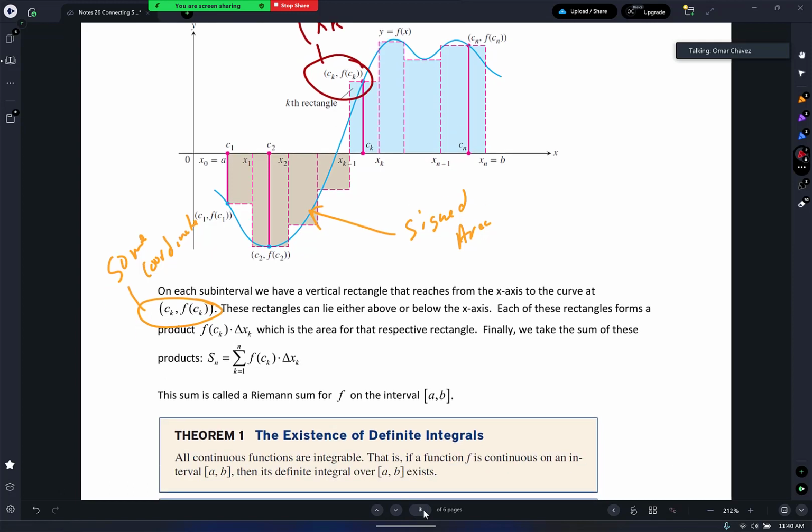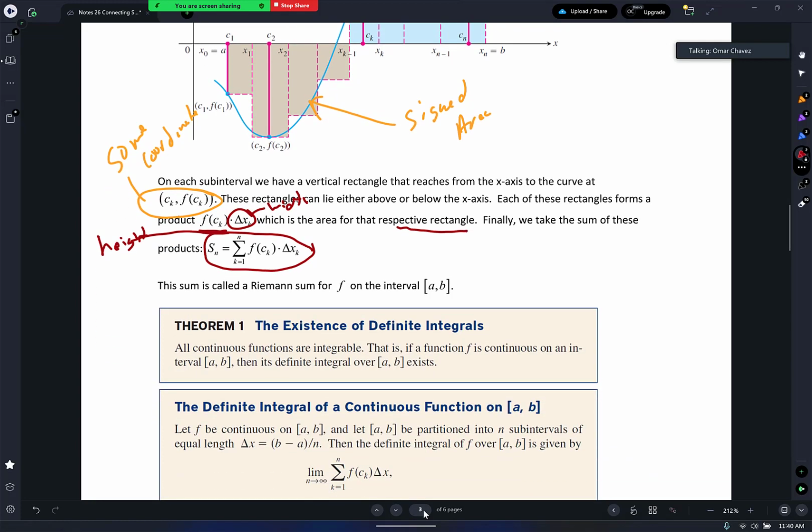Each of the rectangles forms a product. This is your height, and the delta x is your width. It depends on how many k rectangles you have, which is the area of that respective rectangle. Finally, we take the sum of these products. So this is the sum of all those rectangles.